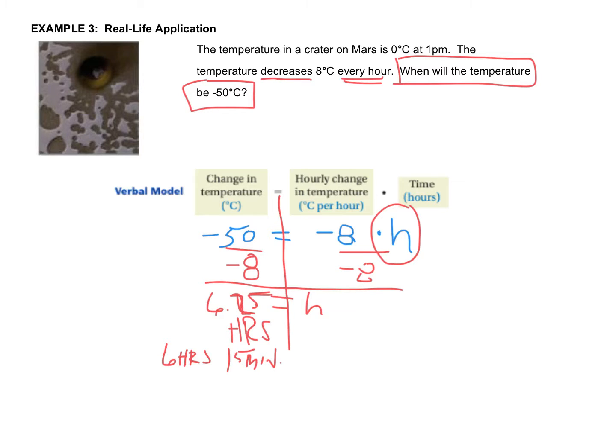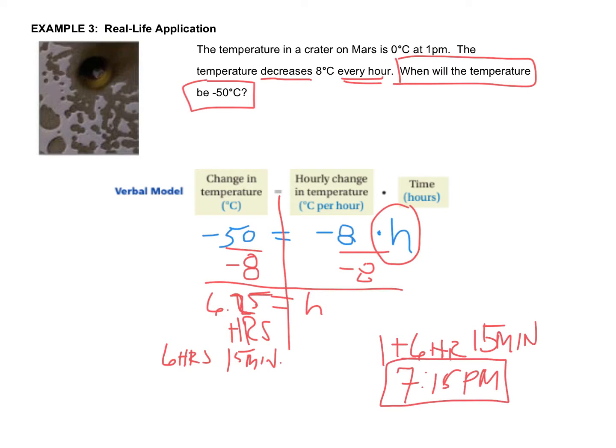Well, at 1 o'clock, it is 0. And if I add 6 hours and 15 minutes later, hopefully it would make sense that at 7:15 p.m. we would be at that negative 50 degrees.